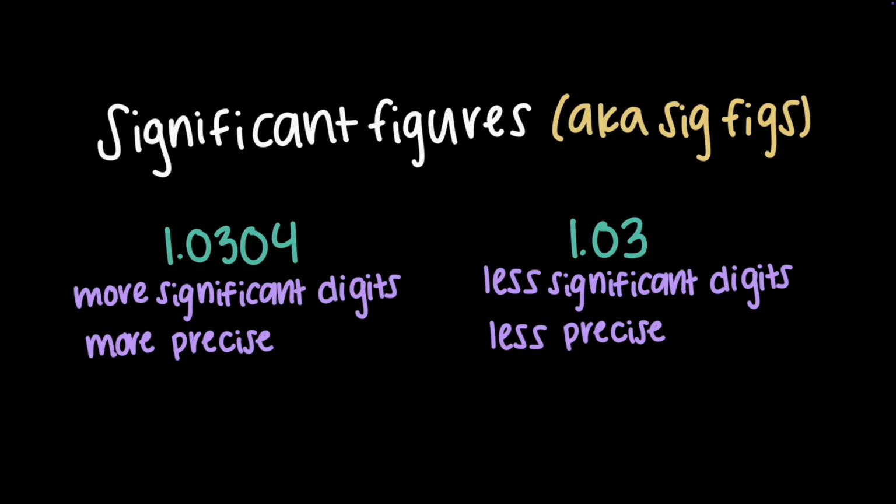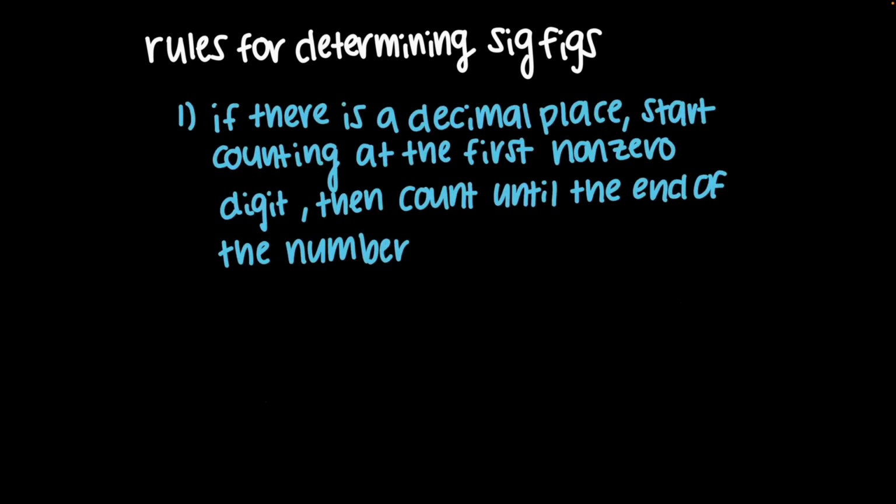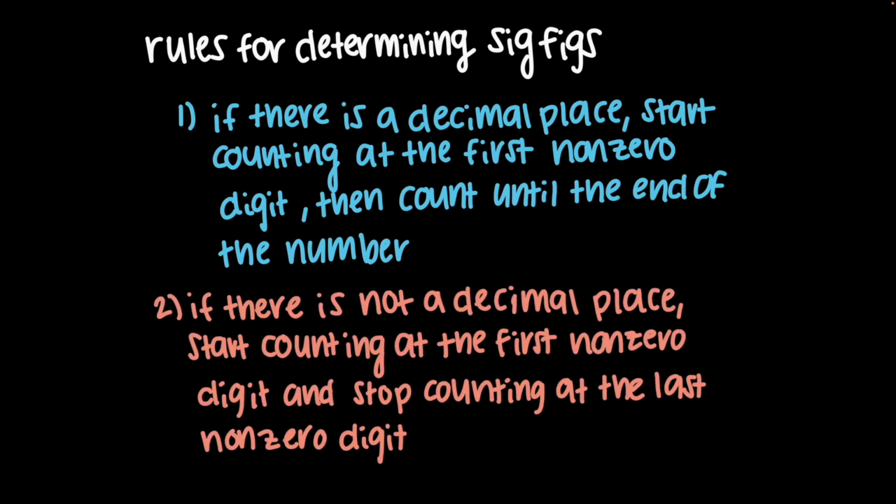Many books use a different way to express significant figure rules, but these two rules can condense them so counting significant figures will be more efficient and easier to understand. When counting significant figures, if there is a decimal place, we will start counting at the first non-zero digit and then count until the end of the number. If there is not a decimal place, we will start counting at the first non-zero digit and stop counting at the last non-zero digit.